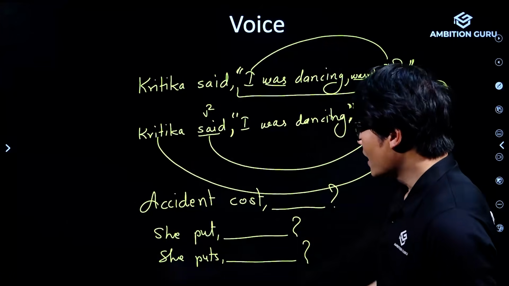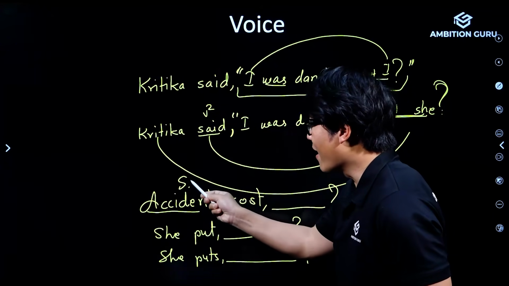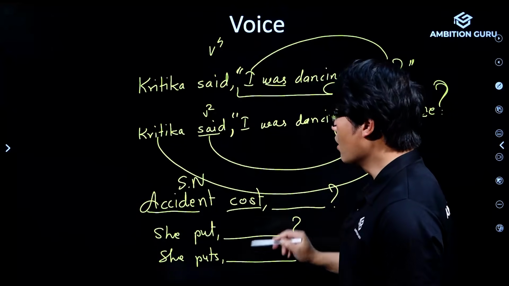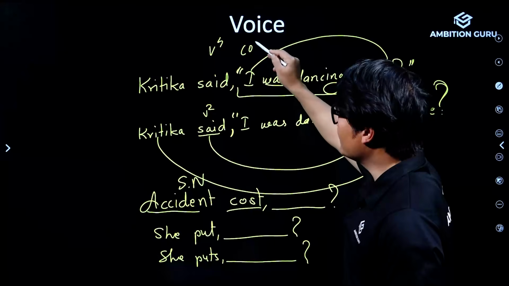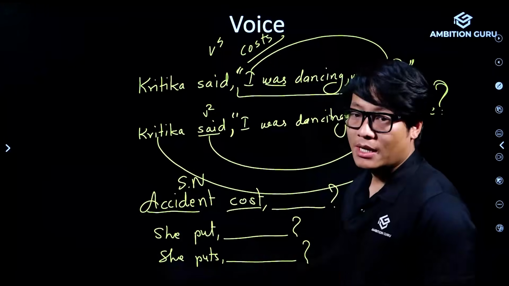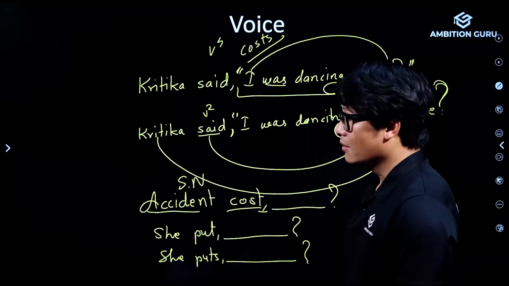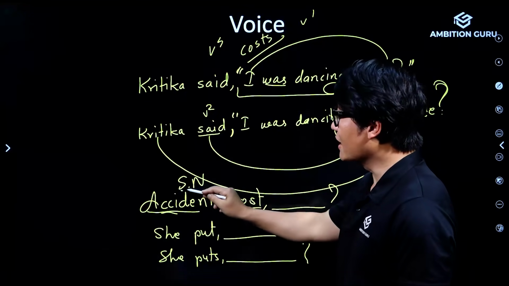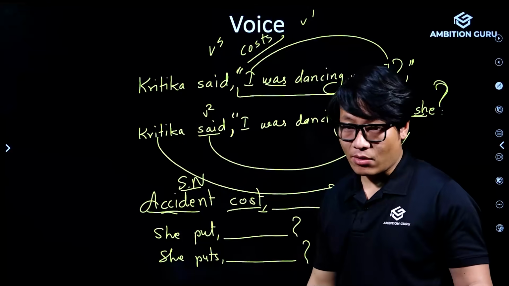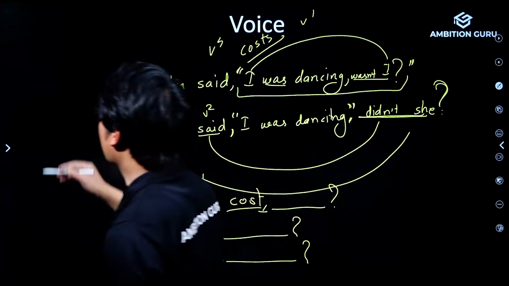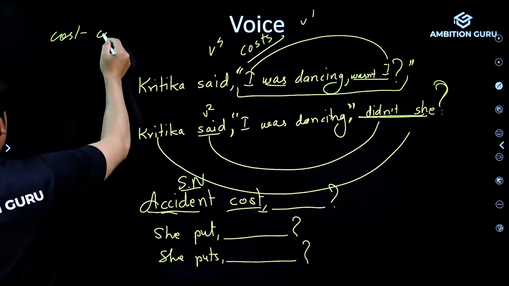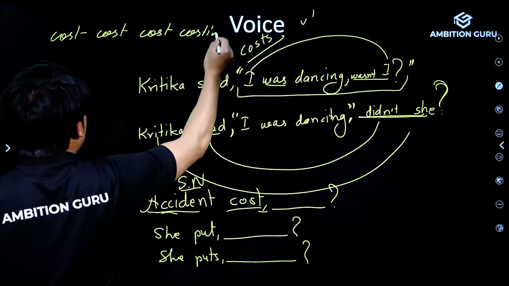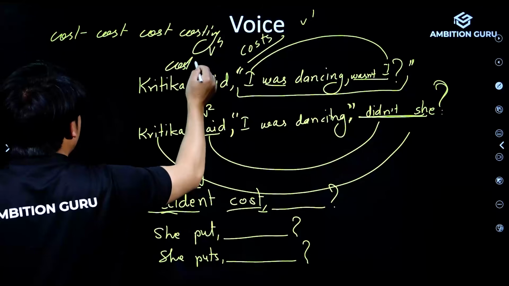Very good. So, accident is a singular noun, and a singular noun takes verb 5, but here is "cost." To be verb 5, there should be C-O-S-T-S, "costs." But here there is no S. So what is this? Is this verb 1? But a singular noun doesn't take verb 1. So we need to understand it can be verb 2, because cost, cost, cost, costing, and costs.